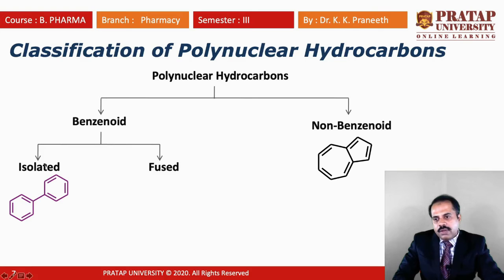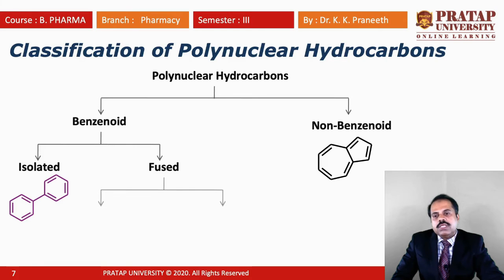This is a diphenyl. We can also look at triphenyl and diphenyl methane. All of these come under the isolated benzenoid polynuclear hydrocarbons. These come under this category. So what about the fused one? We have already seen the fused one, right?